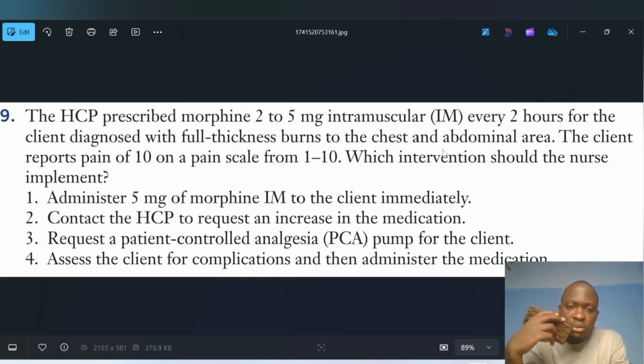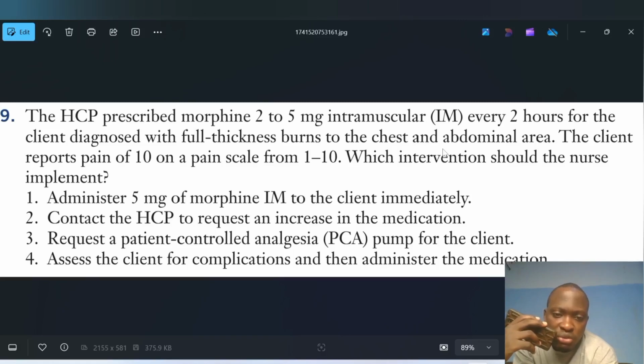Number 9, the HCP prescribed morphine 2 to 5 mg IM every 2 hours for the client diagnosed with full thickness burns to the chest and abdominal wall. The client reports pain of 10 on a 1 to 10 scale. That means it's so painful. Which intervention should the nurse implement?